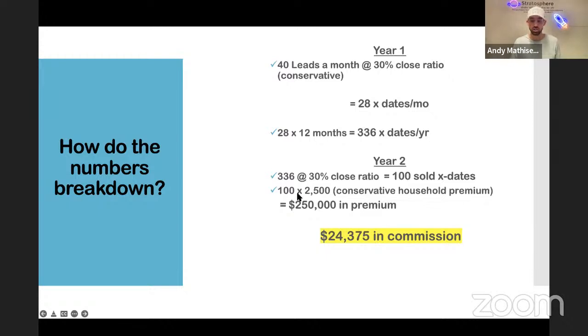So 100 times the 2,500 household average, and it doesn't matter the math, whatever your household average is, that's 250,000 in premium. That's a lot of commission. X-Dates are important and they can lead to a great amount of premium for you. So focus on X-Dates.